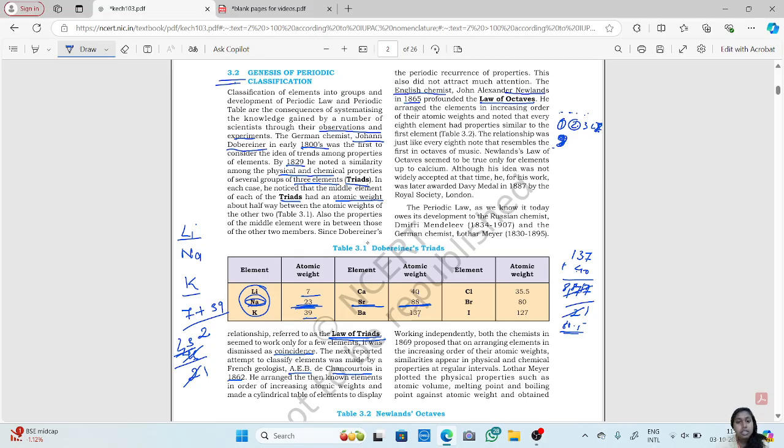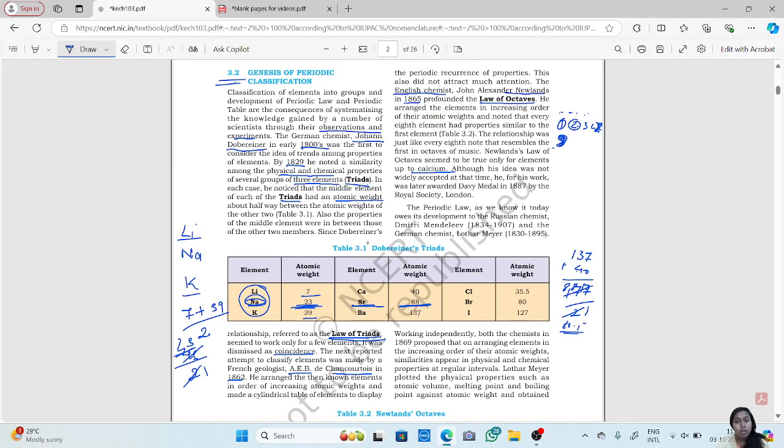Now, Newland's law of octaves seemed to be true only for elements up to calcium. So it was proved to be true. Newland's law, whatever he said, that every 8th element has similar property to the first element, was true, but it was only applicable till calcium. After calcium, it seems to be not the same case.